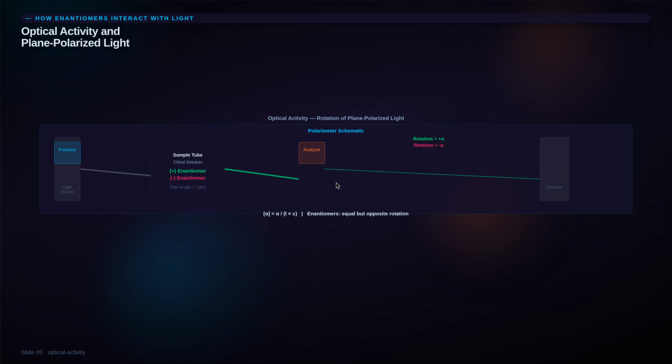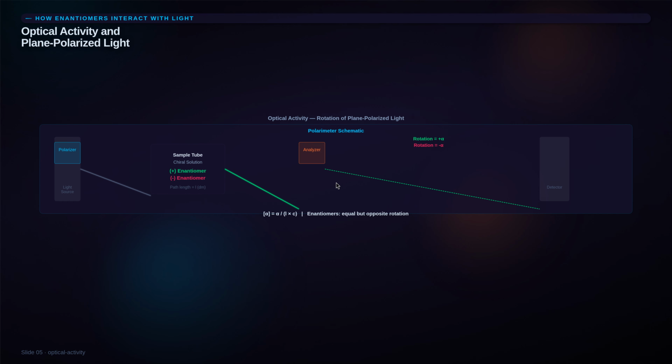One of the most distinctive properties of enantiomers is their interaction with plane polarized light. When plane polarized light passes through a solution of a chiral compound, the plane of polarization rotates. This phenomenon is called optical activity. One enantiomer rotates the plane clockwise, which is called dextrorotatory and designated with a plus sign. The other rotates it counterclockwise, which is called levorotatory and designated with a minus sign, by exactly the same amount. The rotation is measured using a polarimeter.